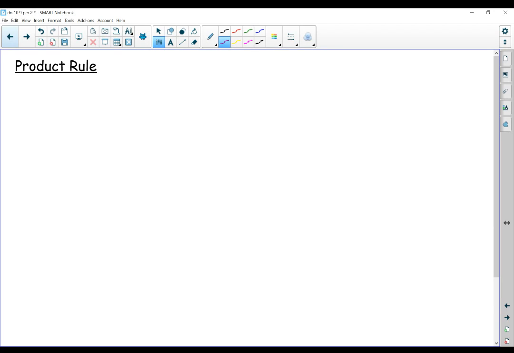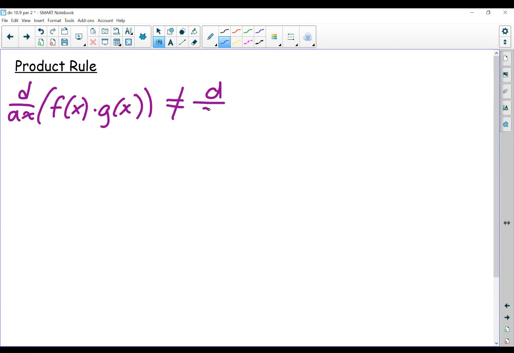So the product rule. Now, if I wanted to take the derivative of f of x times g of x, what it does not equal is the derivative of f times the derivative of g. And we're going to go through a proof that shows you why. Now, I'm going to prove the product rule. I am not going to prove the quotient rule, but the proof of the quotient rule looks very similar to the proof of the product rule, and it's in the drive, so you'll be able to see it there.